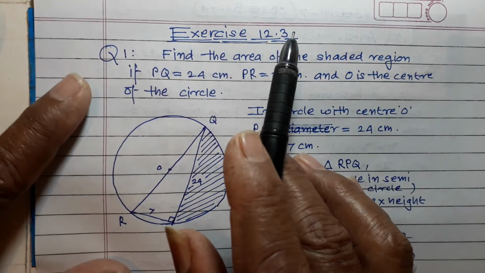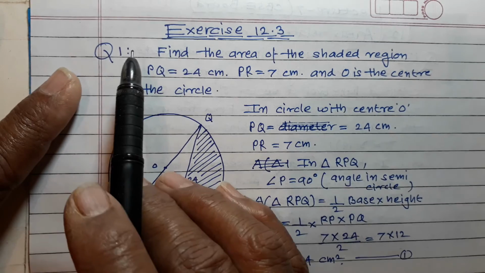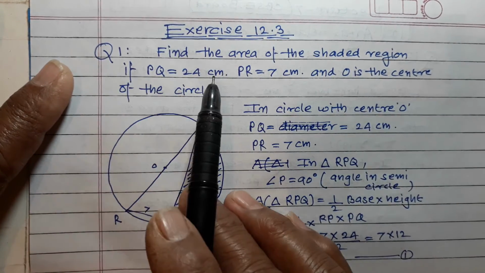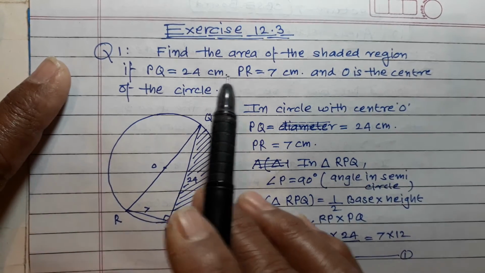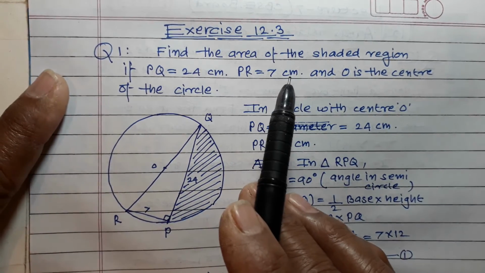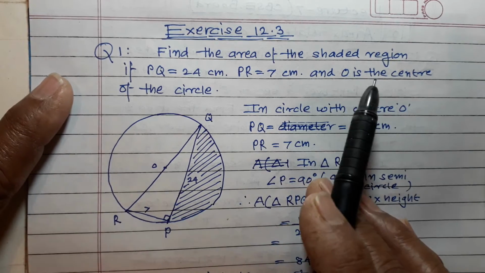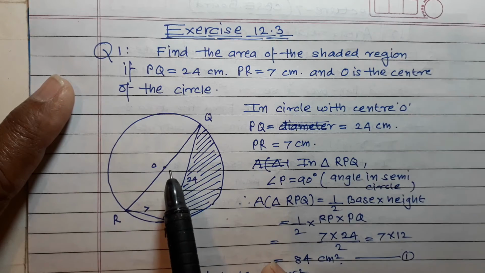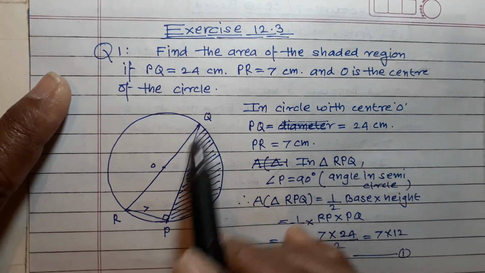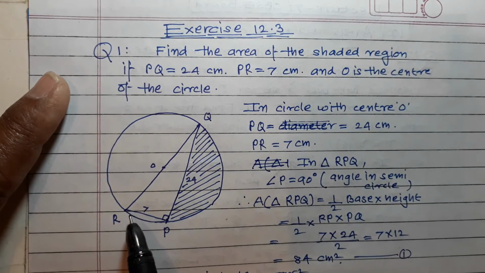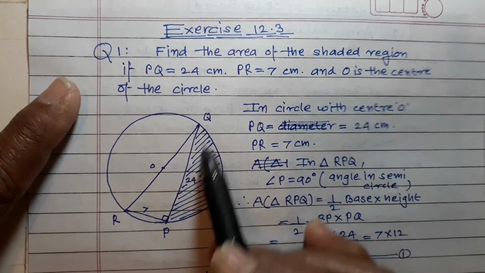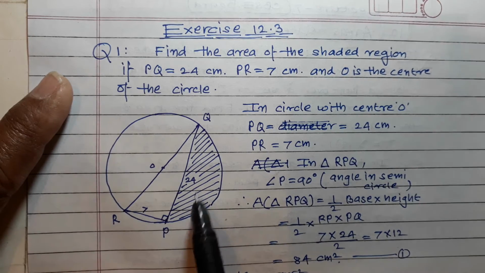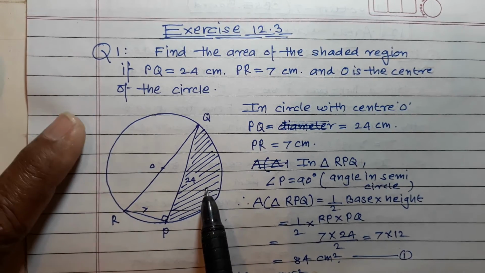Exercise 12.3. Question number 1. Find the area of the shaded region if PQ is equal to 24 cm, PR is equal to 7 cm and O is the center of the circle. So this is a circle with center O. This is a diameter QR. This is 7 given and this is 24. And this is a shaded region. Find the area of this shaded region.